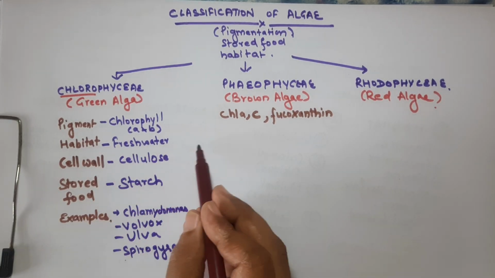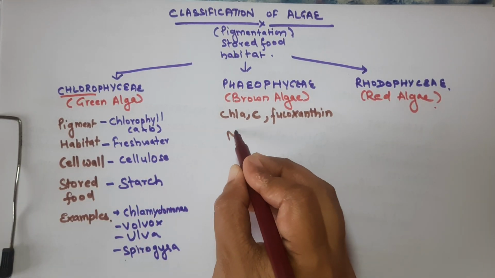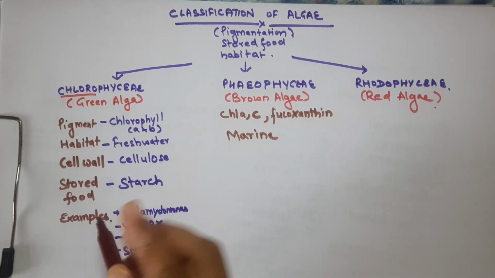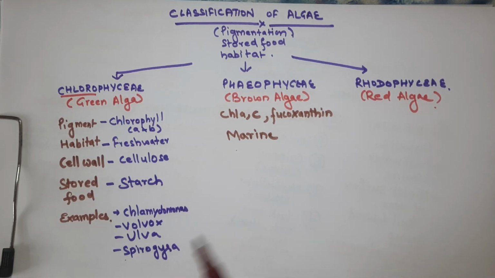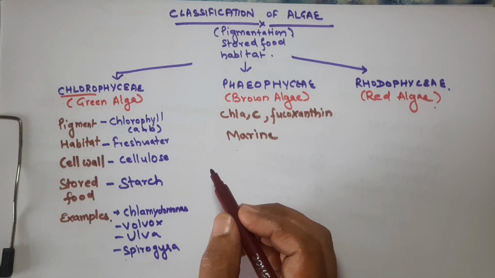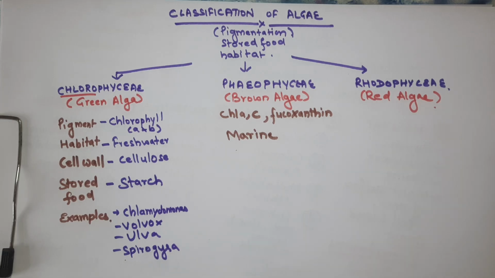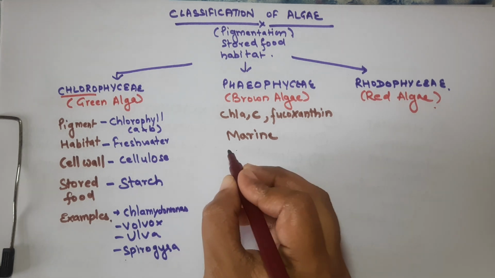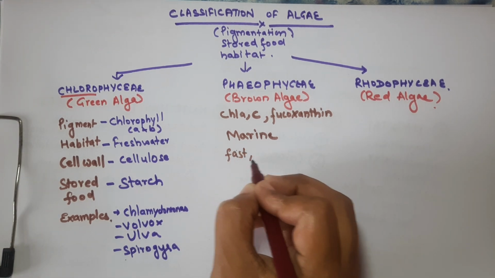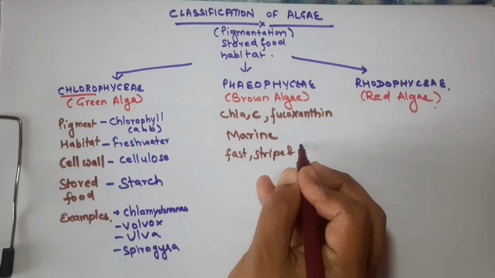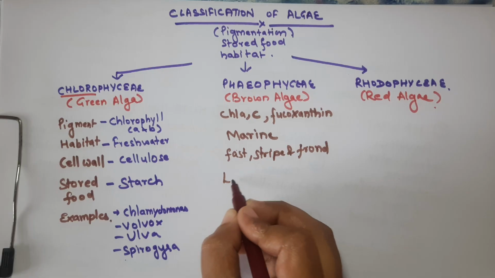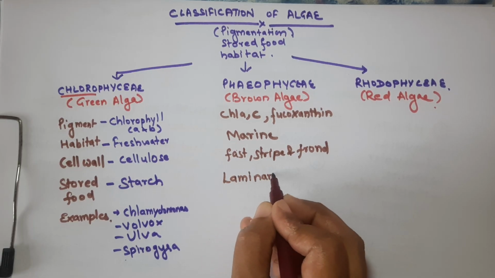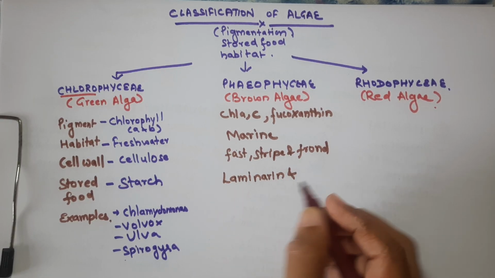If we talk about the habitat, then they are predominantly marine in nature. While the green algae are the freshwater ones, the brown algae prefer the marine water environment. The cell wall consists of layers, large and differentiated, with holdfast, stipes and fronds. And the food is stored in the form of laminarin and mannitol.